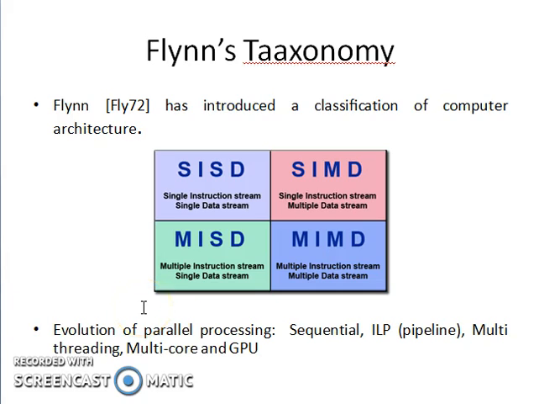Flynn's taxonomy has categorized the architectures broadly based on instruction stream and data stream. There are 4 such classifications: SISD, SIMD, MISD, and MIMD. SISD is single instruction, single data stream. SIMD, single instruction, multiple data stream. MISD, multiple instruction, single data stream. And MIMD is multiple instruction, multiple data stream. Among them, SIMD and MIMD are used for parallel programming.